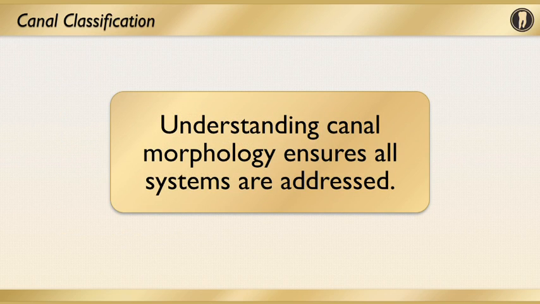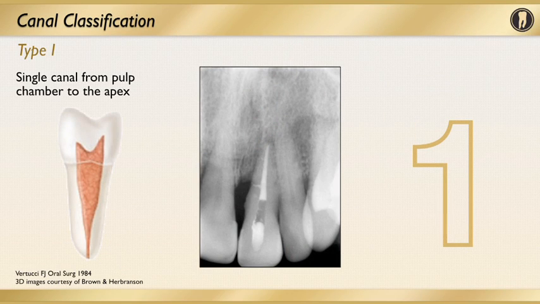Let's try to understand first the canal morphology so you feel confident when you access these canals that you can address the entire root canal. The first canal classification is type 1, and this is one canal leaving the pulp chamber and throughout the tooth exiting the apex. This is a single canal from pulp chamber to apex. This is type 1, and thankfully this is what you're going to see the majority of the time in the maxillary central, lateral, and canines.